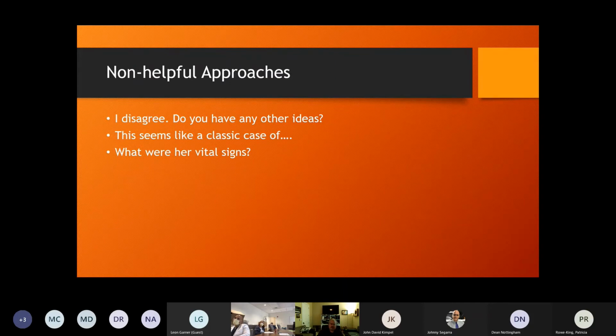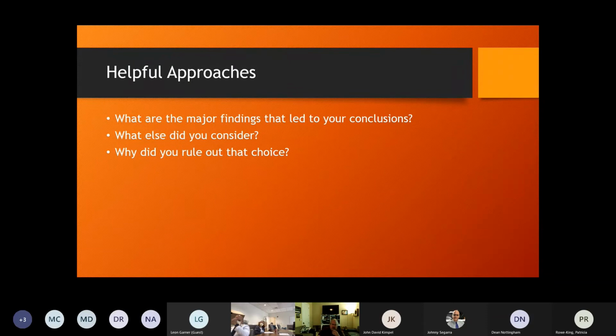Don't dismiss them with an I disagree. Do you have any other ideas? Don't tell them what this is a classic case of. Don't ask for other information than what you're looking for at this point. None of this is going to help the resident learn or be taught at this point. Instead, ask them things like, what are the major findings that led to the conclusion? What else was considered? And why did you rule out the other things that aren't the thing that you committed to?